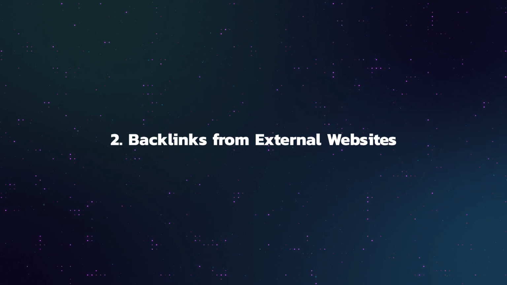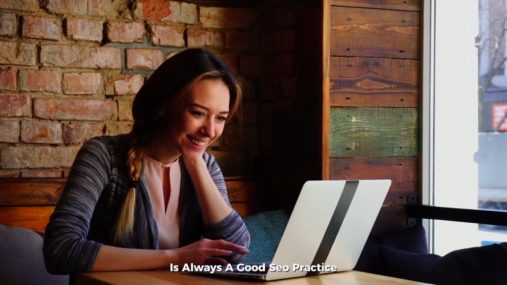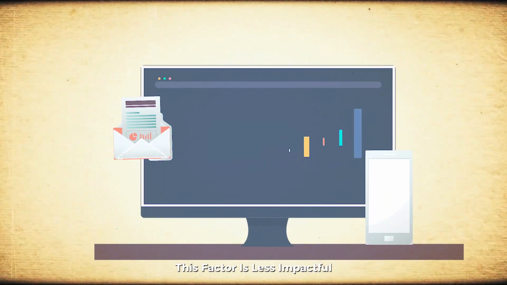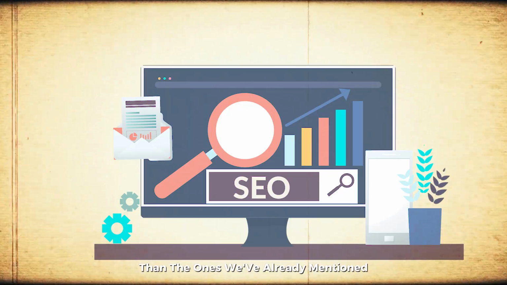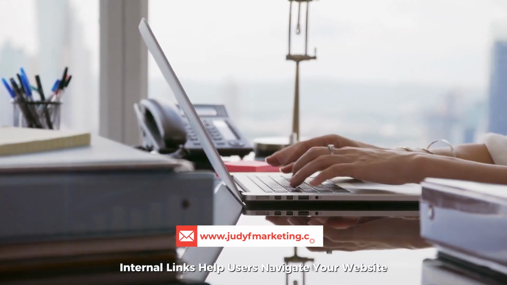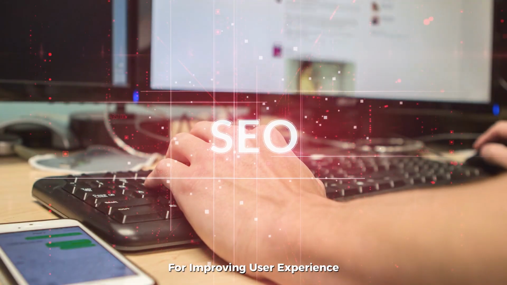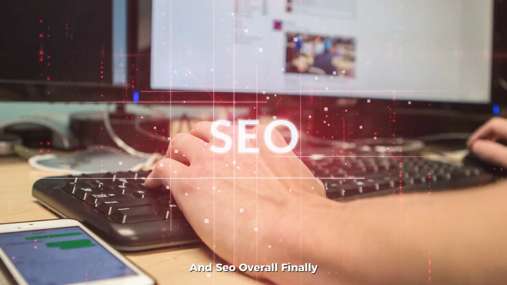2. Backlinks from external websites. Building backlinks from other authoritative websites is always a good SEO practice. However, for local SEO, this factor is less impactful than the ones we've already mentioned. 3. Internal links. As mentioned earlier, internal links help users navigate your website, and they can spread link equity across your pages. While not crucial for local SEO, it's still a good practice for improving user experience and SEO overall.